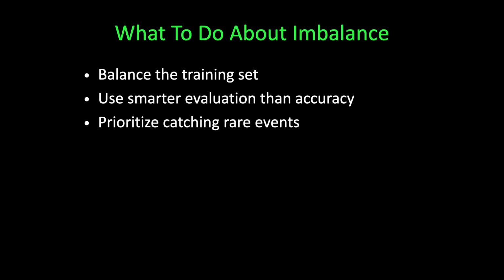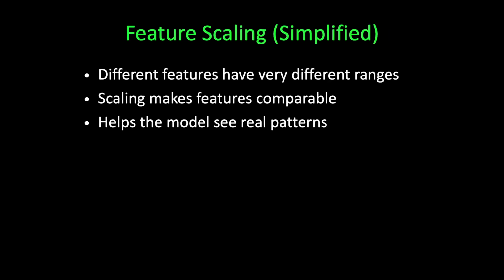In cybersecurity, missing an attack is usually far worse than investigating a few extra false positives. Here's another simple but important idea: feature scaling. Suppose one feature in your data set is packet size, which ranges from 1 to 1,500. Another feature is protocol type, which is just 1, 2, or 3. If we don't adjust, some models will treat packet size as way more important just because the number is bigger.